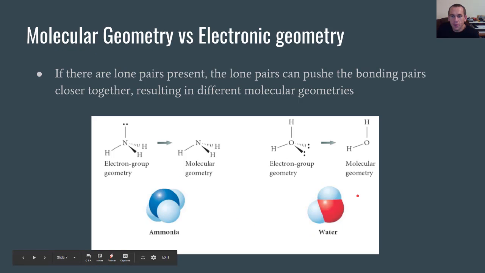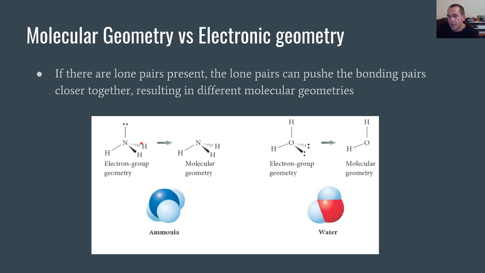Now, it gets a little bit tricky when there are pairs of electrons that don't bond. So when we have a lone pair, those will push the other electron groups around the central atom, but electrons are pulled close to the nucleus, so it actually changes the shape from the electronic geometry to the molecular geometry. So the molecule has a slightly different shape than the electron groups. So like this is ammonia, NH3, and you can see the wedge represents an electron group coming towards us.